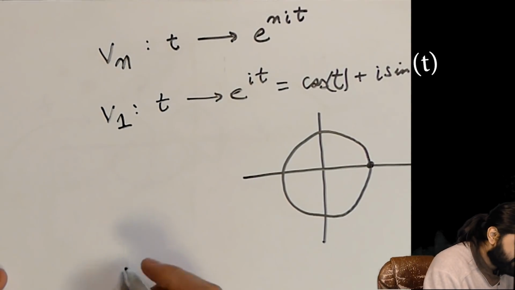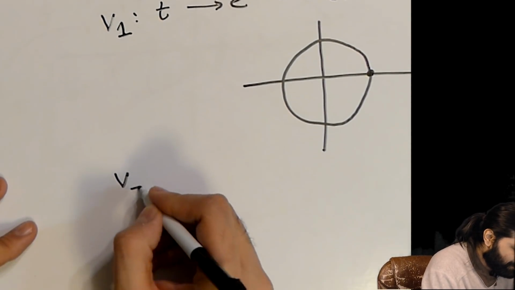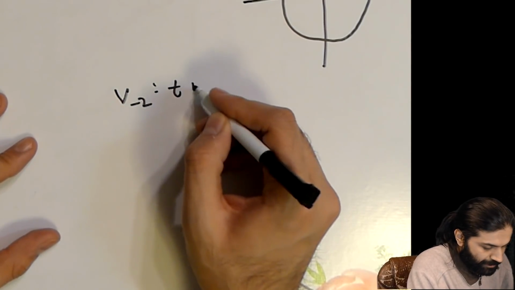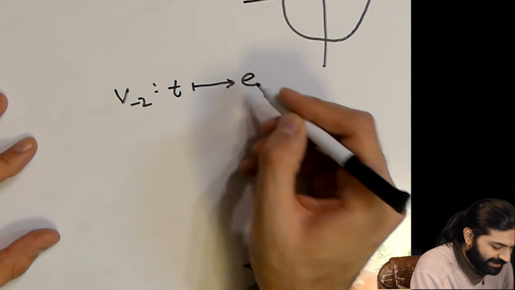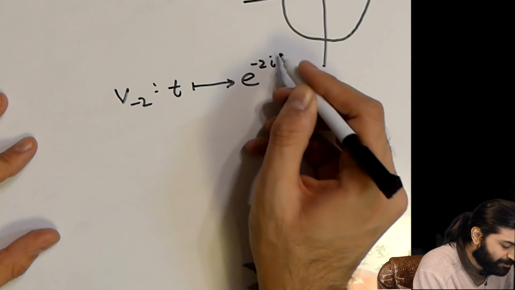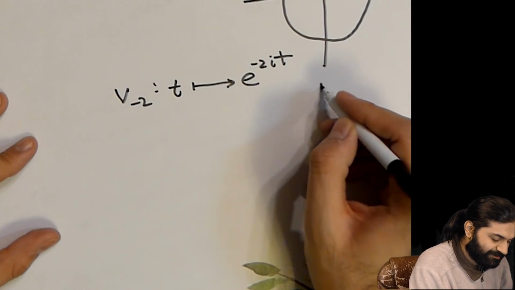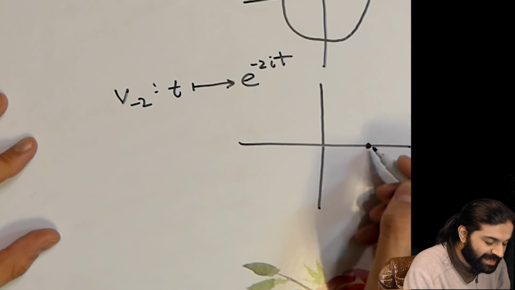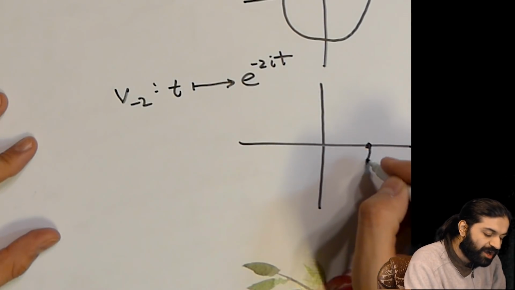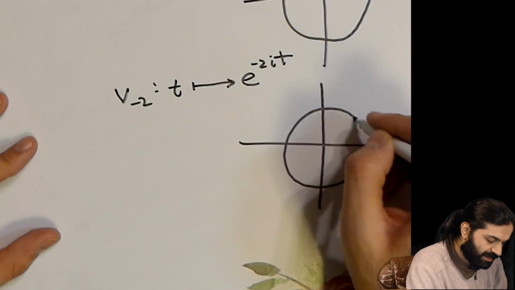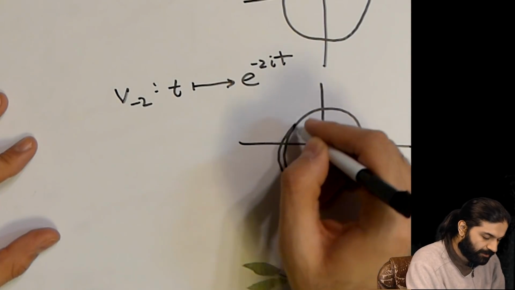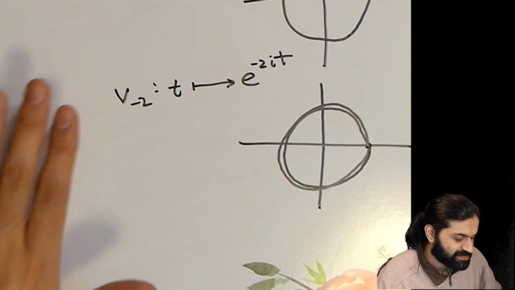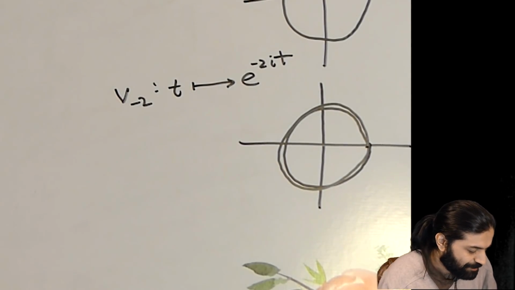Reasonable. What is, say, v minus 2? Well, v minus 2 is t mapping to e to the negative 2it. You do that. That's also the same as starting at 1. But this time you go around the origin clockwise at twice the speed. And once again, you have to recall that all of our functions map from an interval 0 to 2 pi.